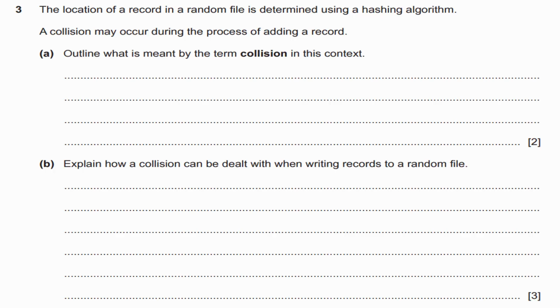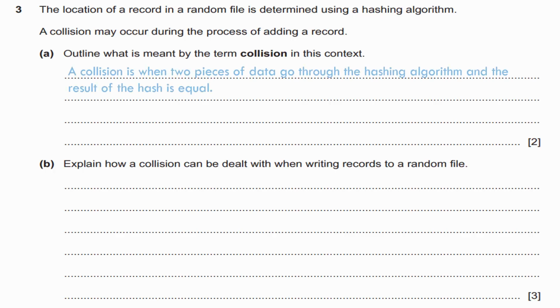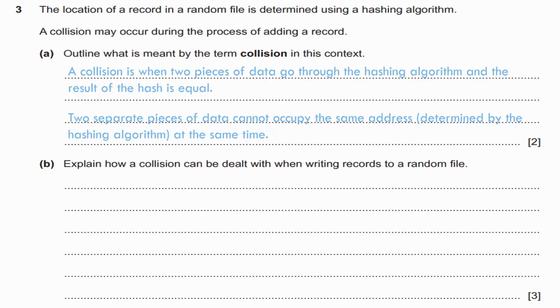So what do we mean by collision? Well, a collision is when two pieces of data, such as a student name in the example we used in class, go through the hashing algorithm and the result of the hash is equal. I take two different names, I hash them, they come out to the same result. Well, two separate pieces of data cannot occupy the same address on the RAM at the same time. How does it know where to go? Well, it's determined by the hashing algorithm. That determines where in the random file it needs to be stored.